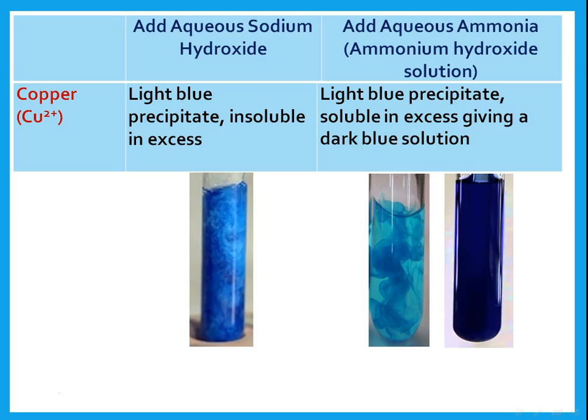If I add aqueous ammonia to the copper ions, I get light blue precipitate. But as I add more and more ammonia, the precipitate will dissolve. So that means that the precipitate is soluble in excess, and I end up with a dark blue solution. So if I add aqueous ammonia to copper, what is the observation? Light blue precipitate, soluble in excess, giving a dark blue solution.